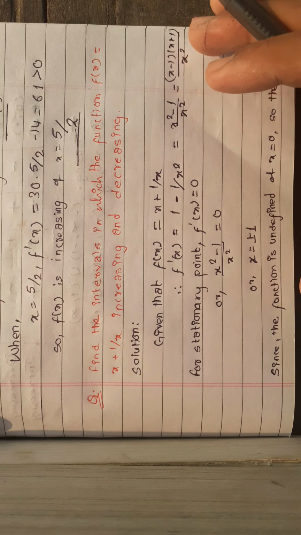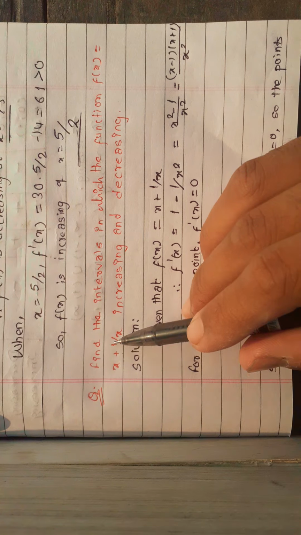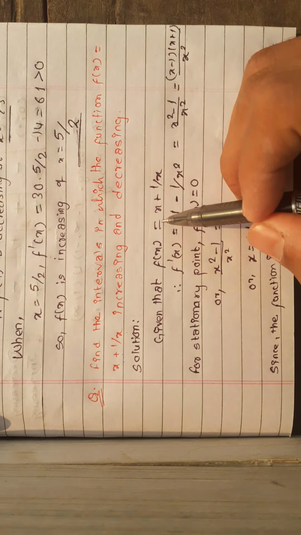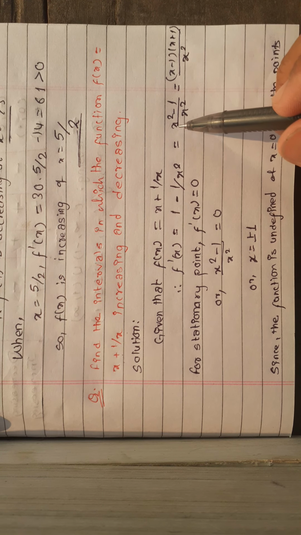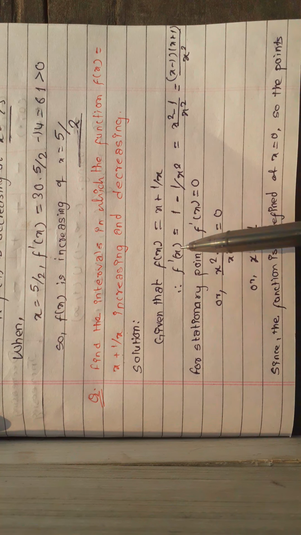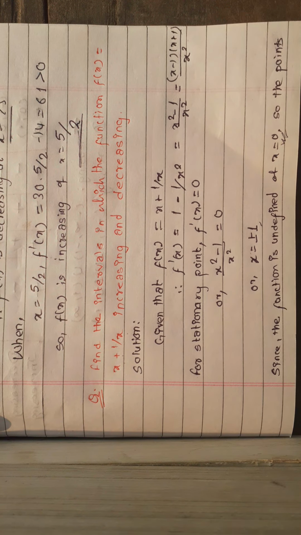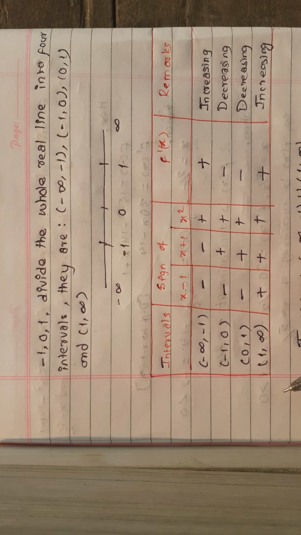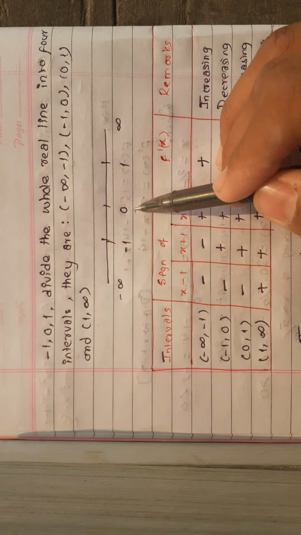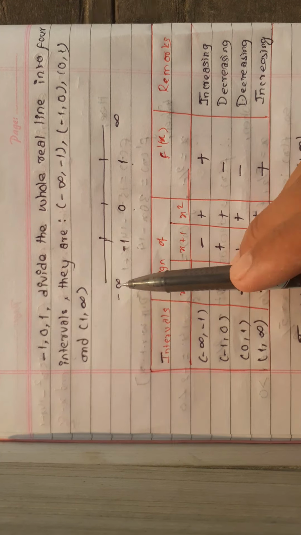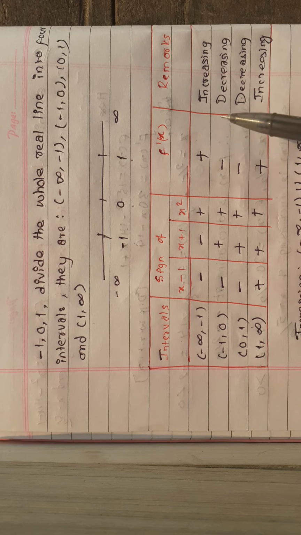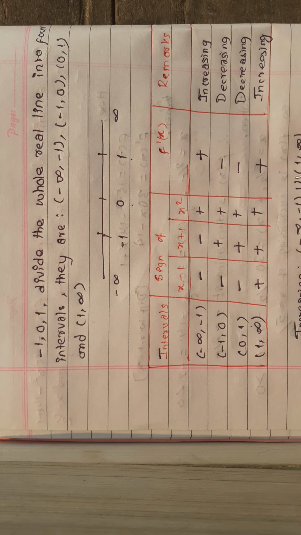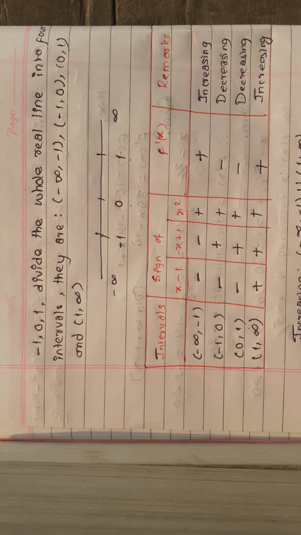And another question: find the intervals for which the function f(x) is x plus 1 by x is increasing and decreasing. Given that f(x) is equal to x plus 1 by x, f'(x), the first derivative, is 1 minus 1 by x square. For the stationary point we set the first derivative to 0, so x is equal to plus or minus 1, since the function is undefined at 0. So the points that divide the line are minus 1, 0, 1. The intervals are minus infinity to minus 1, minus 1 to 0, 0 to 1, and 1 to infinity, with signs plus, minus, minus, plus. So the function is increasing on minus infinity to minus 1 union 1 to infinity, and decreasing on the other intervals.